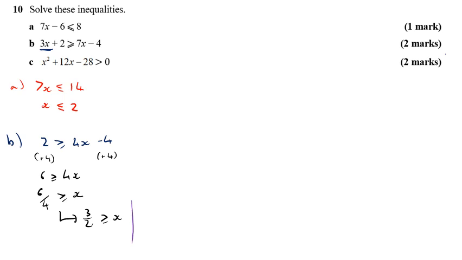To give the solution for your inequality, it's better to write the x first. And so if 3 over 2 is greater than or equal to x, it follows that x is less than or equal to 3 over 2, like that.